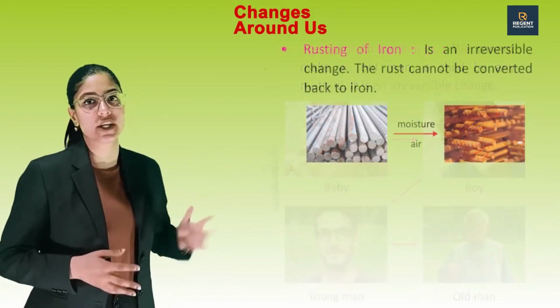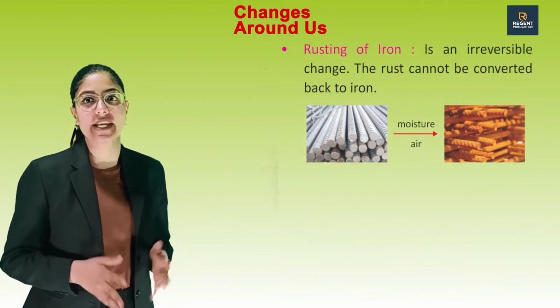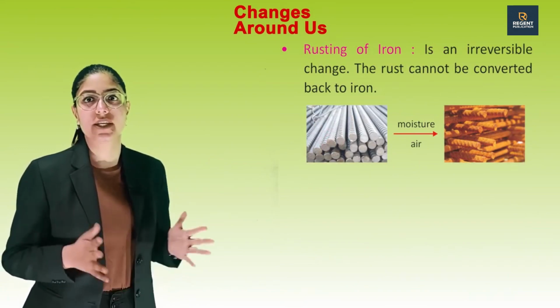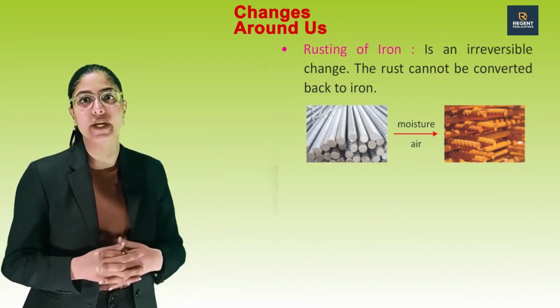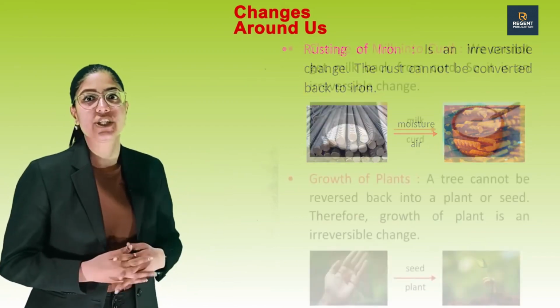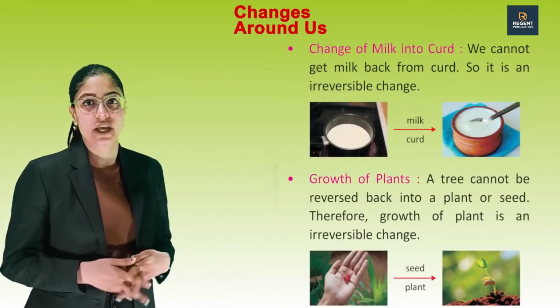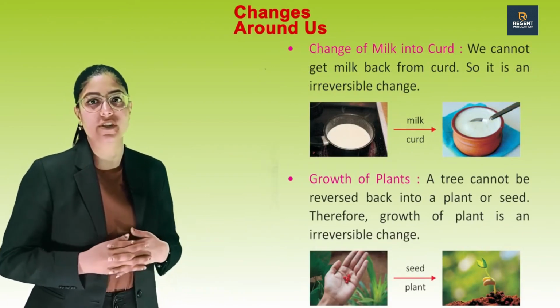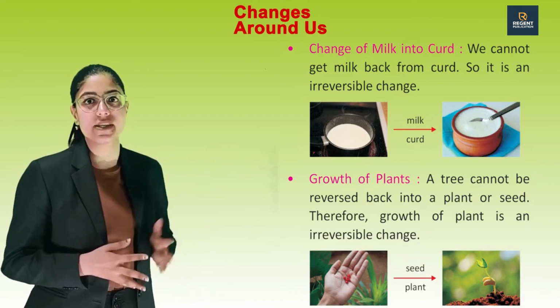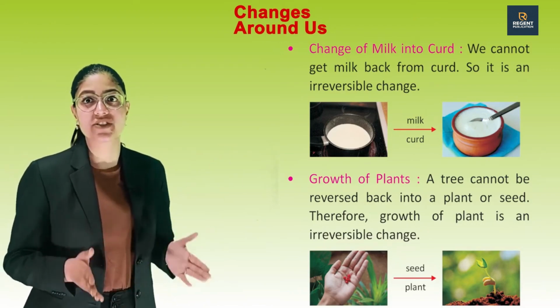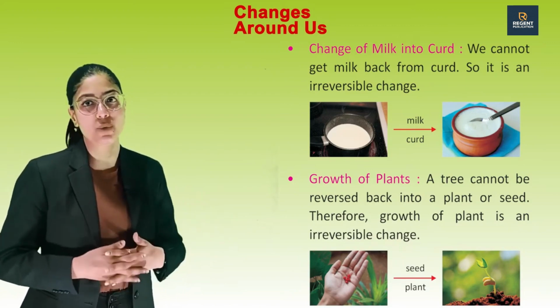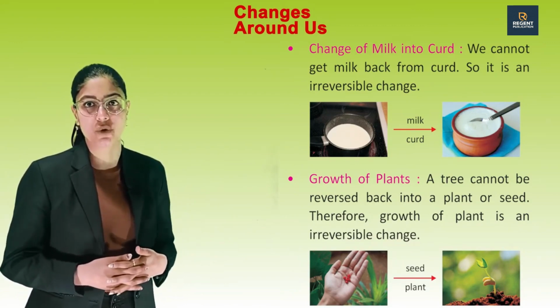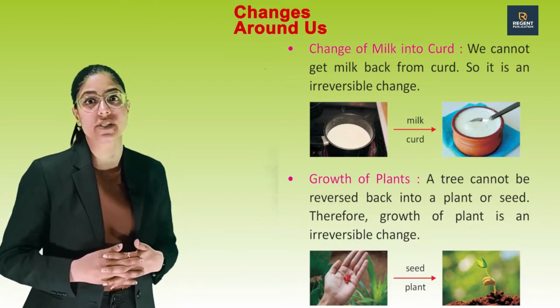Next is rusting of iron. Rusting of iron is an irreversible change. The rust cannot be converted back to iron. Next is change of milk into curd. We cannot get milk back from curd, so it is an irreversible change. Next is growth of plants. A tree cannot be reversed back into a plant or seed. Therefore, growth of the plant is an irreversible change.